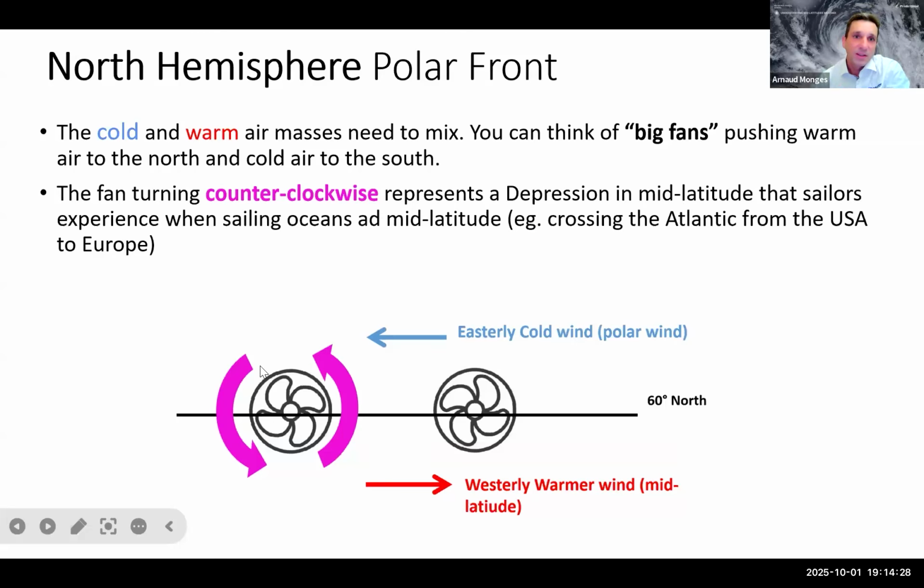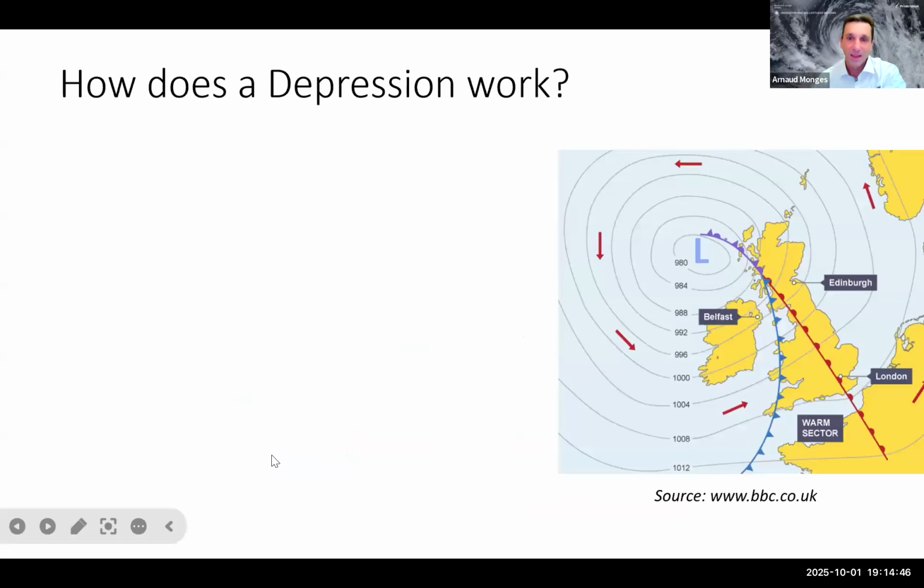And this is the type of weather depression that all sailors experience when they are sailing across the ocean at mid-latitude. For example, if you cross the Atlantic from the US to Europe, you will have those big fans turning counterclockwise. Of course, the fan is an image. So maybe the question you have is, how does a depression work? So I put here my depression, which is approaching Scotland.